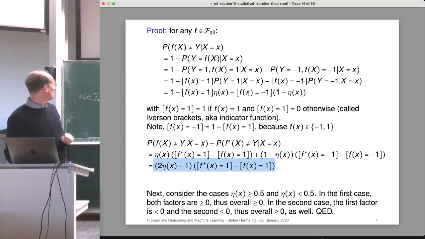Oh, there has to be a minus. Okay. But why?